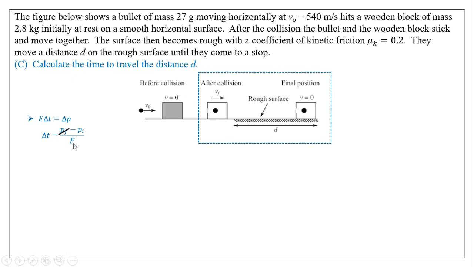I want to cross out pf because if I'm just focusing on this right side of the diagram where the block moves into this rough segment, it says that vf is equal to 0. So it comes to a stop. And again, if it comes to a stop, there is no final momentum. So I'm just going to expand pi, the initial momentum. The initial momentum for this right side is contributed by the mass of the bullet plus the mass of the block, times vi. And then the force here is just the force of friction, because the only force acting on this segment is the force of kinetic friction along the surface.